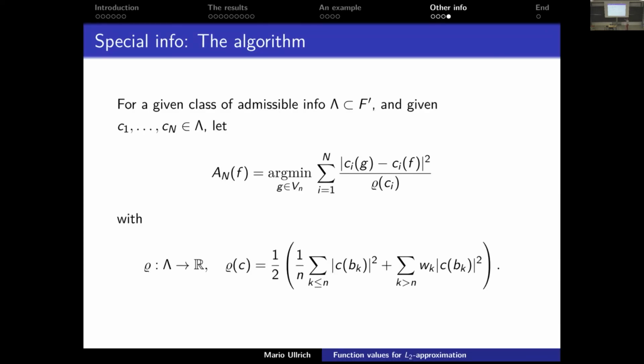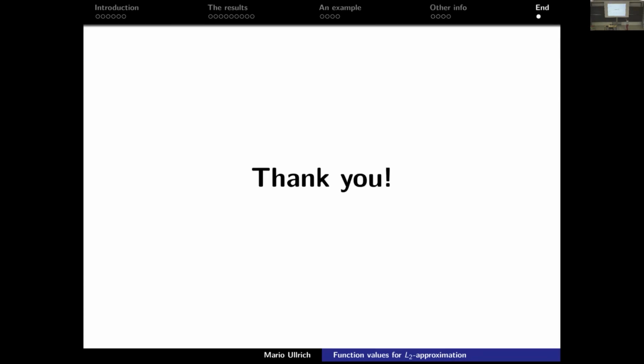Okay, yeah, the algorithm is still least squares and density. Yeah, that's not so important. That's all I want to say.